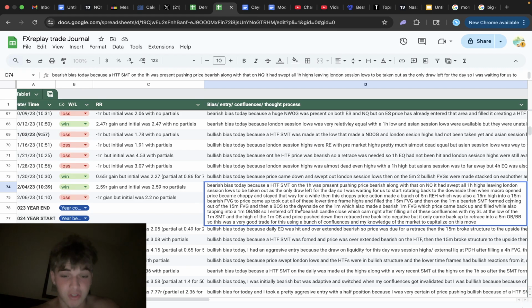Then a break of structure to the downside on the 1 minute, which also made a bearish 1 minute fair value gap, which price came back up and filled, while also tapping into a 1 minute order block, breaker block. So I entered off the bearish candle close, which came right after filling all of these confluences.